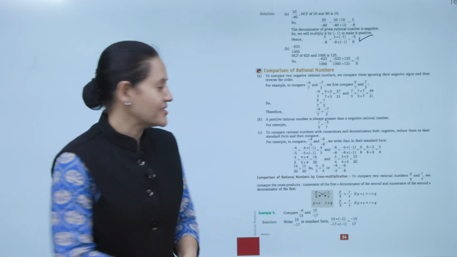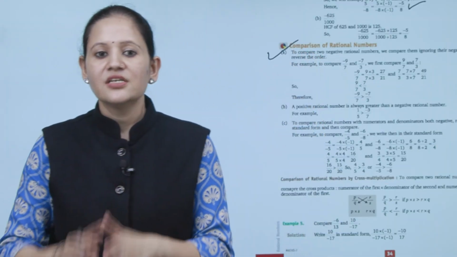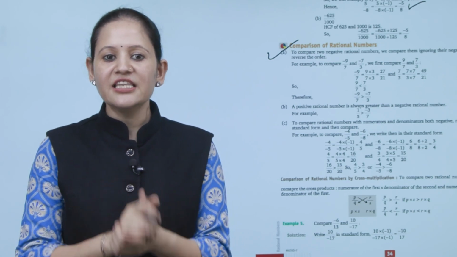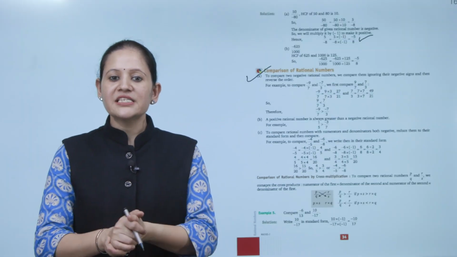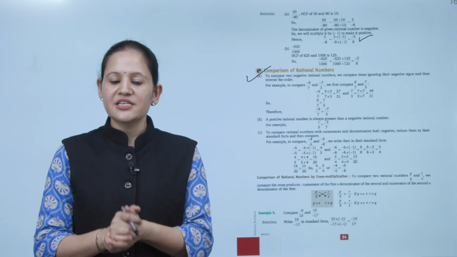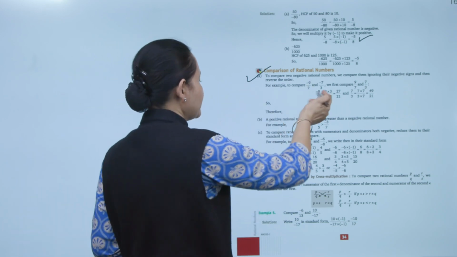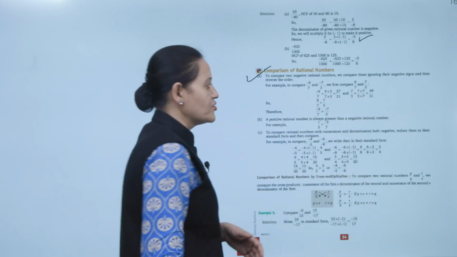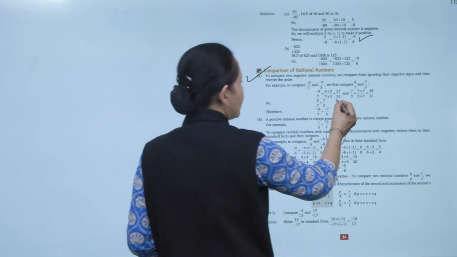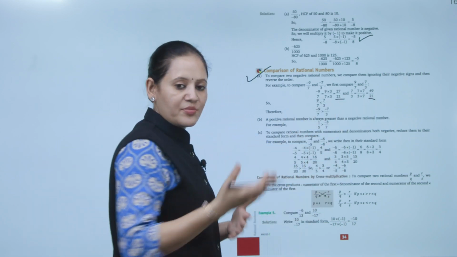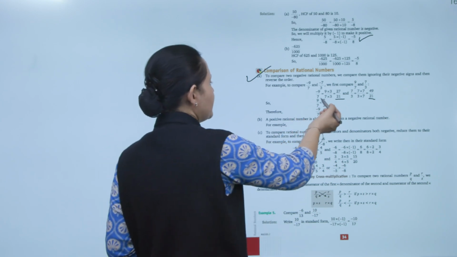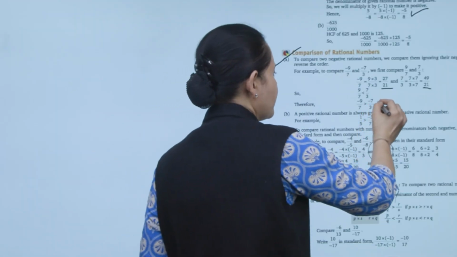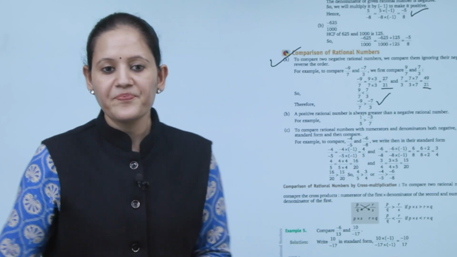Next is comparison of rational numbers. To compare two negative rational numbers, we compare them ignoring their negative signs and then reverse the order. For example, to compare minus 9 by 7 and minus 7 by 3, we first compare 9 by 7 and 7 by 3. So first we'll make the denominators the same. So that is equal to 27 upon 21 and this is equal to 49 upon 21. Now the denominators are the same, we can compare the numerators. The greater numerator will be the greater rational number. So 9 by 7 will be less than 7 by 3. Now we'll put the sign: minus 9 by 7 is greater than minus 7 by 3. Clear? Next.